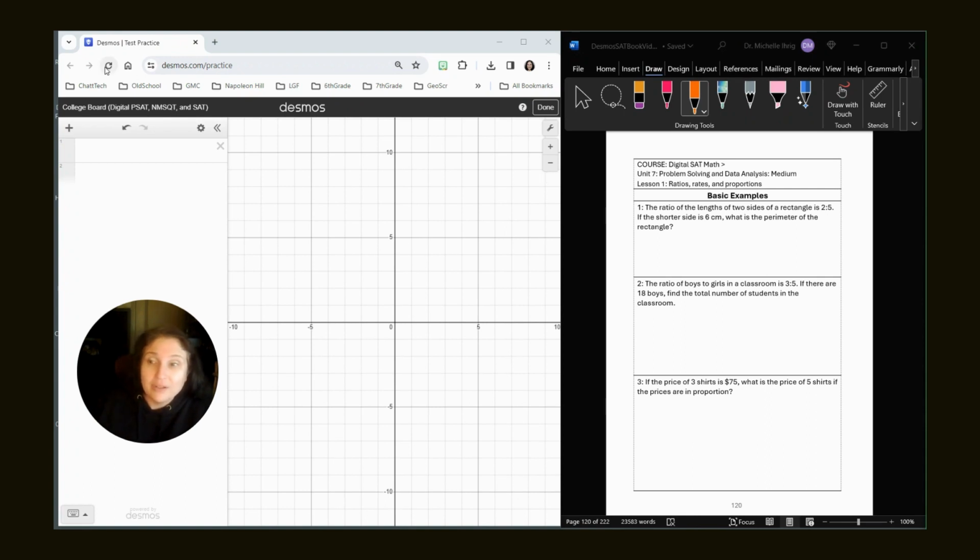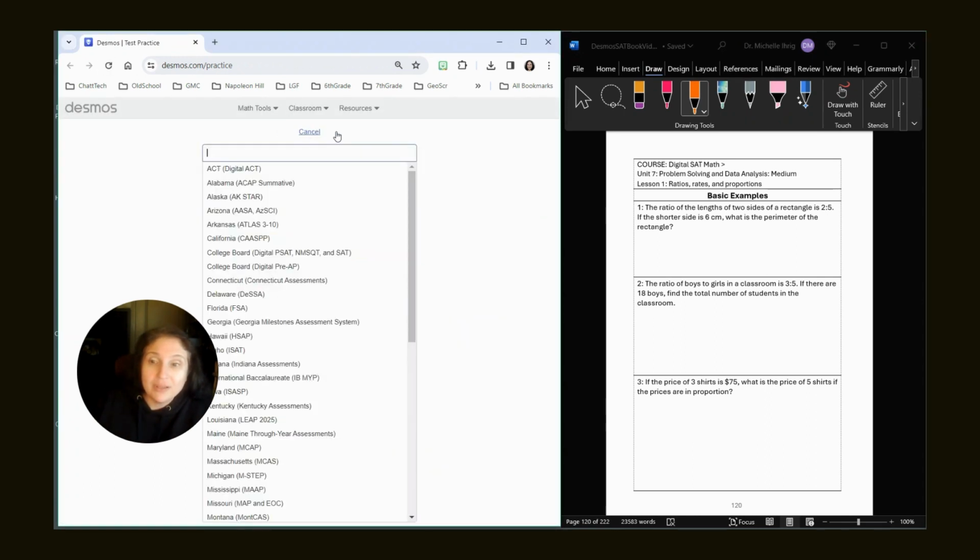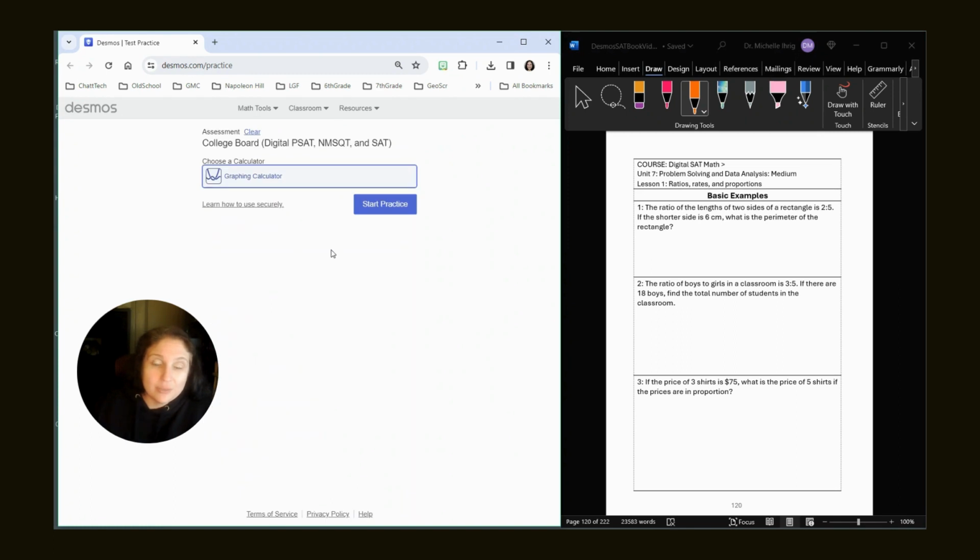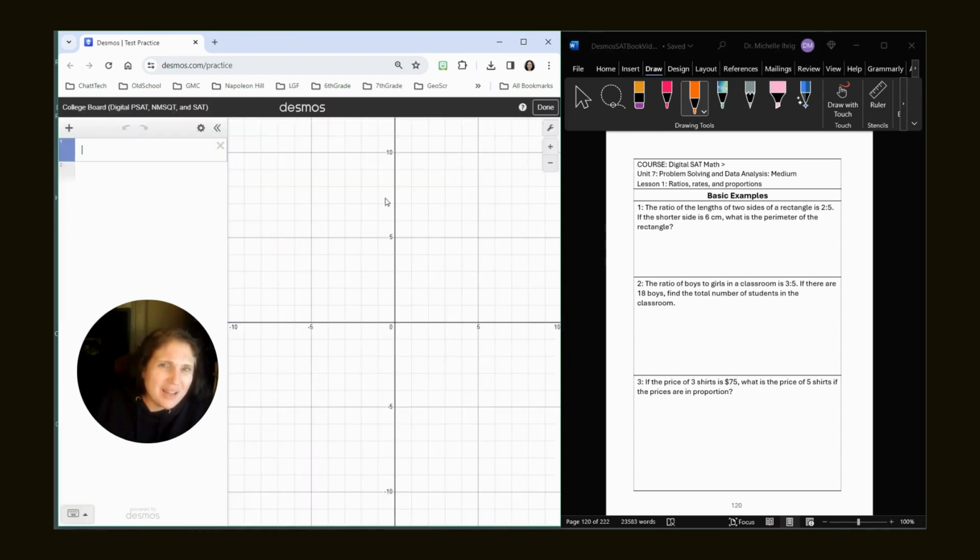No matter what, you should have the calculator open. The link is in the description and you should click College Board. We're going to use it a lot in this unit. There are not as many techniques to use the calculator. We're pretty much just using the calculator.